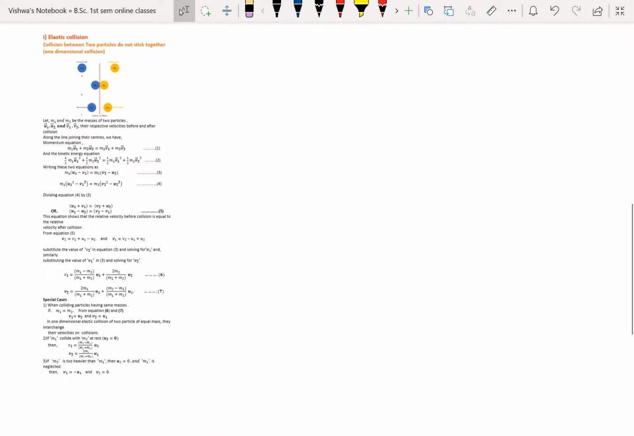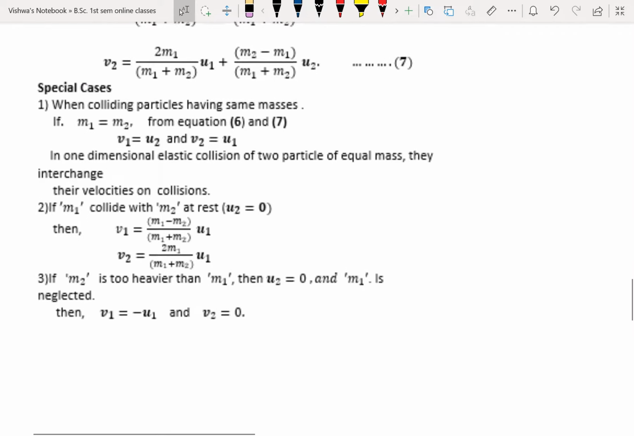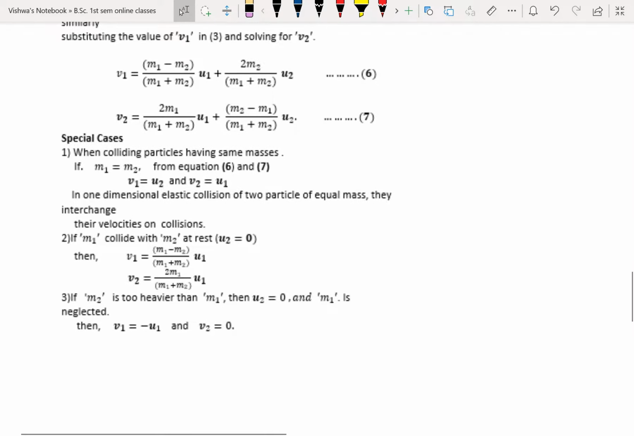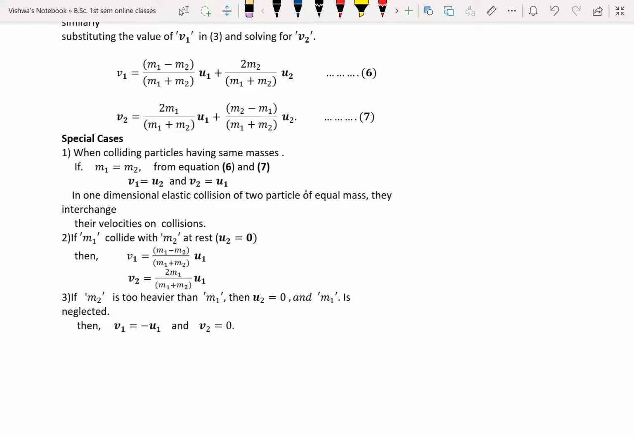Okay, special cases are here. So two equations are already obtained. These two are the two equations. Now using these two equations, I am going to impose some special cases or conditions. So one is, if both the masses are the same, m1 equal to m2, okay, then what happens?